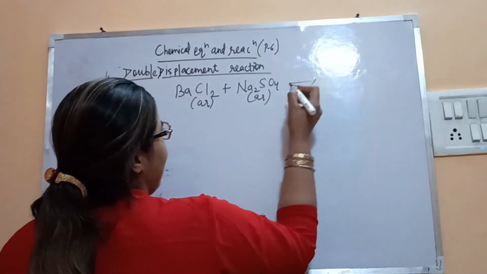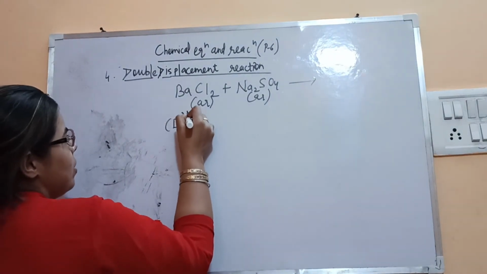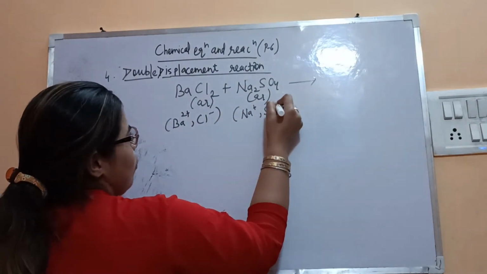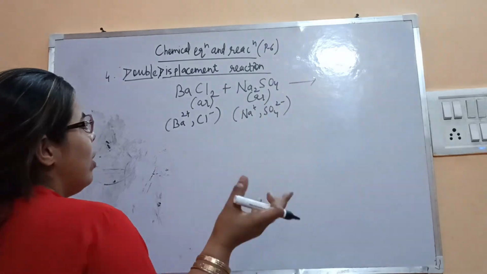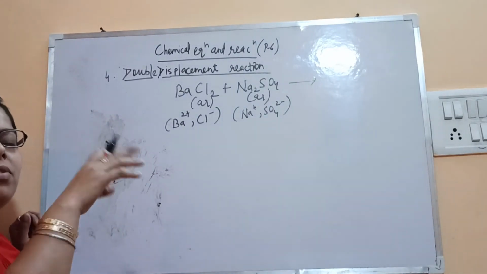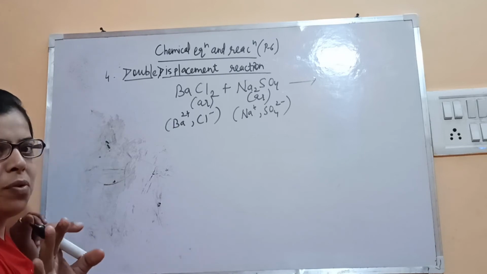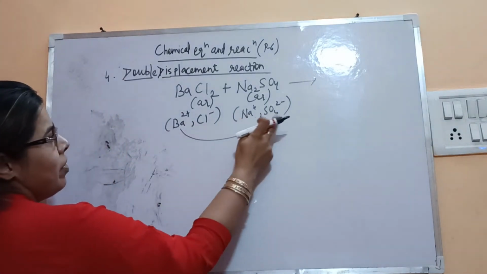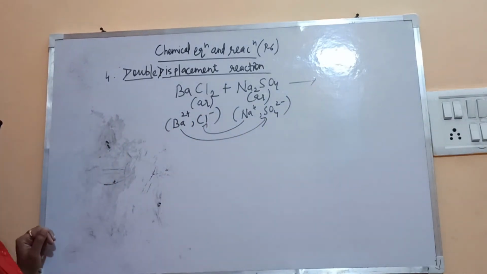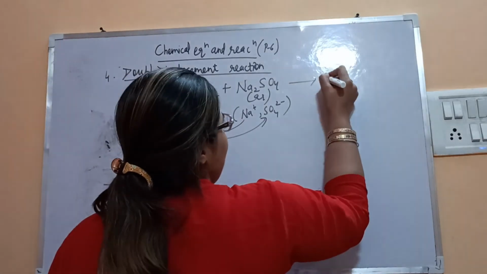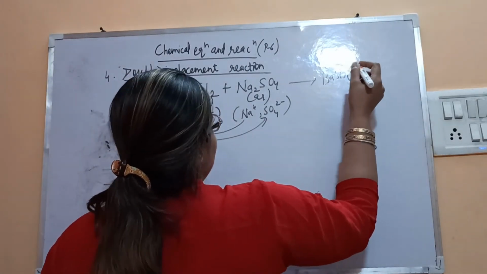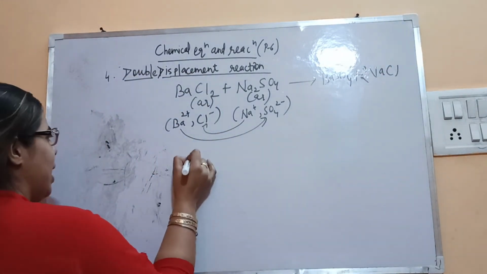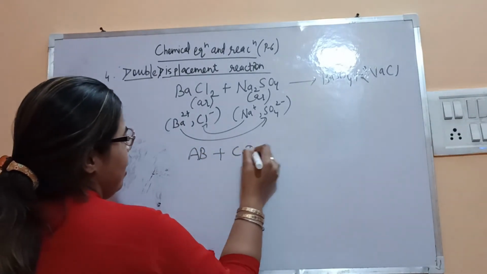Now how will they exchange their ions? Can we write this? Ba2+, Cl−. This also: Na+, SO4 2−. So valencies are required here. Now what will happen? Positive will go with the negative one and negative will go with the positive one. So here formula making is required. You should know how to make the formulas. So barium will go with sulfate, positive with the negative, and sodium will go with the chloride. So now the products are easy. What are the products here? Barium sulfate plus NaCl, balancing NaCl. In general, if I write, let's combine AB plus CD, gives you what?